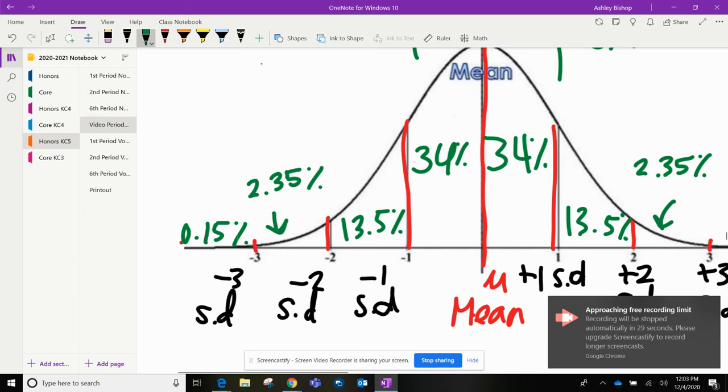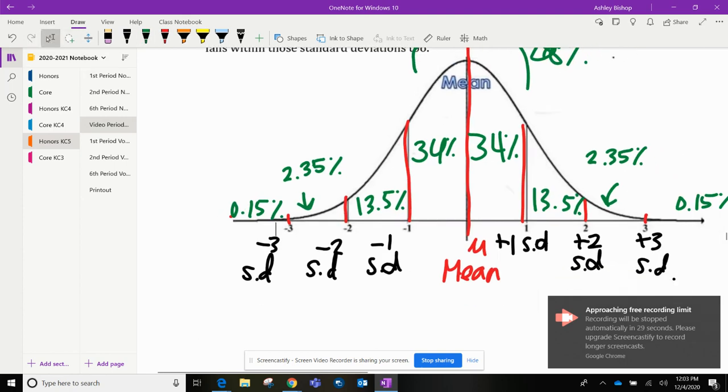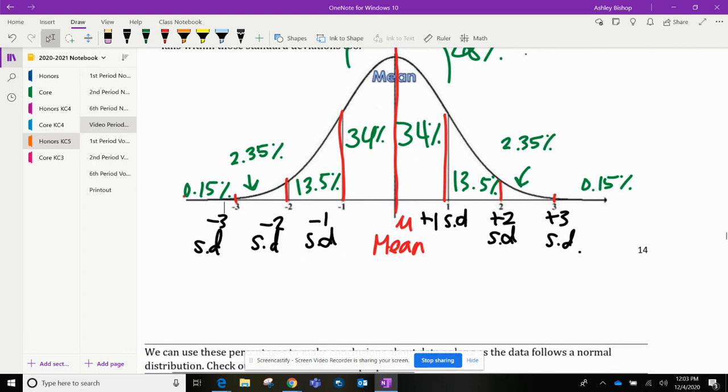These percentages will be the same every time. Now, you are responsible for knowing these percentages. You have to draw one of these pictures for each problem. We are going to go through an example now where this will all be tied together.